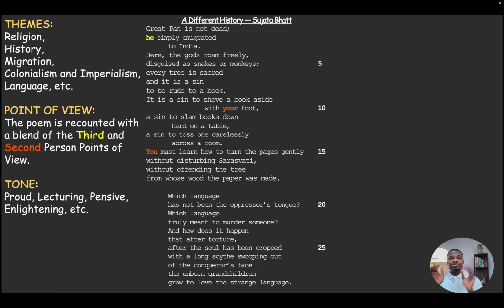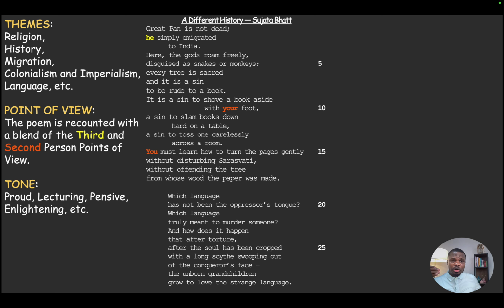Now, in terms of the themes of the poem, we see the theme of religion in the opening paragraphs, the opening stanza 1. We also see the theme of history as well, and migration. Then, in the second stanza, we see the themes of colonialism, imperialism, and language. So we see this talk about religion, and then later on, the talk about colonialism and imperialism. And I think the speaker is just trying to tell us that religion and imperialism go hand in hand, essentially.